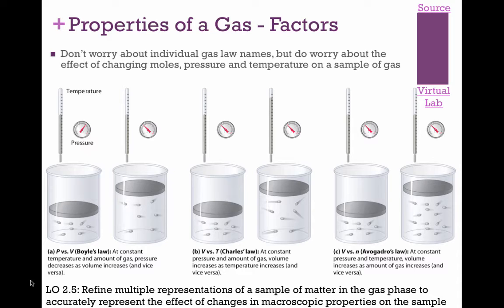So if you increase volume, okay, so you have a box, you increase the volume, what happens to pressure? It decreases, it goes down, right? So you need to know those relationships, but you don't need to know the names. And then also know how to do the math with it. Whether you use PVnT tables or the actual P1, V1, P2, V2, that's up to you. But you definitely need to know the relationships.